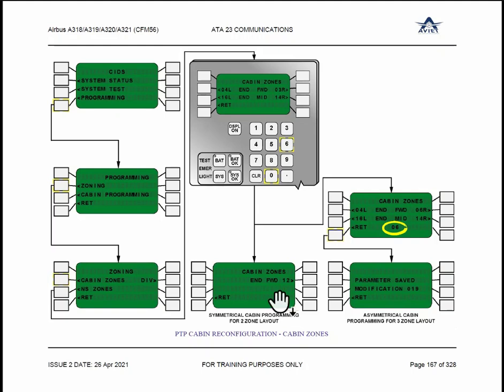That's why the cabin zones say forward left, 3R, 4L. This is how you can do the cabin zone and cabin programming. When you click on cabin zone, it will let you define the zones, forward zone and mid zone. Where will they end? Forward zone will end on 4L, mid zone will end on 16L. So you can assign them.